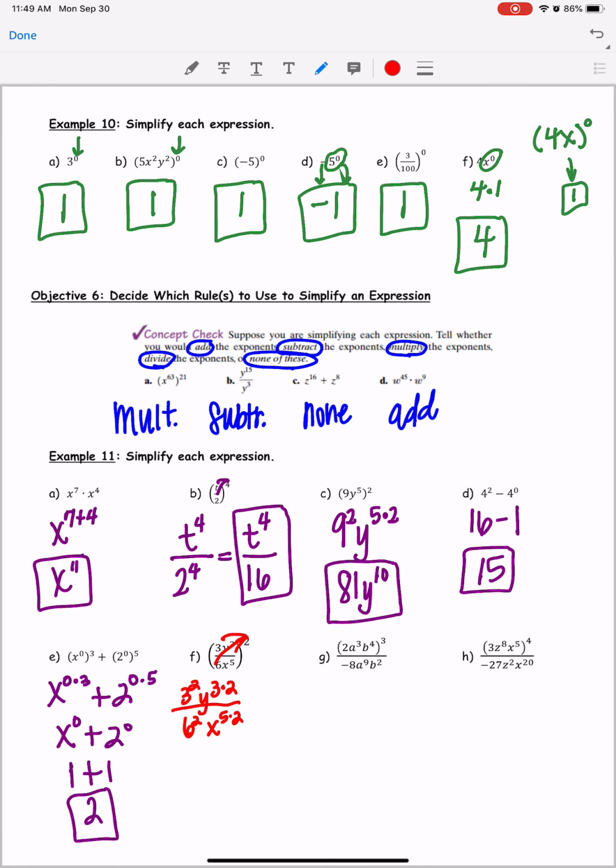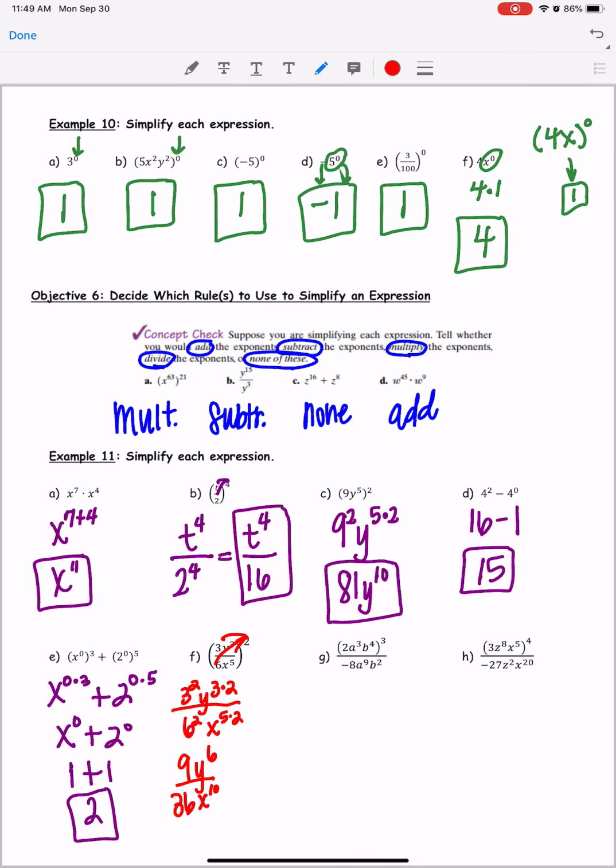So let's simplify this. 3 squared is 9. Then we'll have y to the 2 times 3 to get y to the 6th all over 6 squared, 6 times 6 is 36. And then 5 times 2 makes this x to the 10th power.